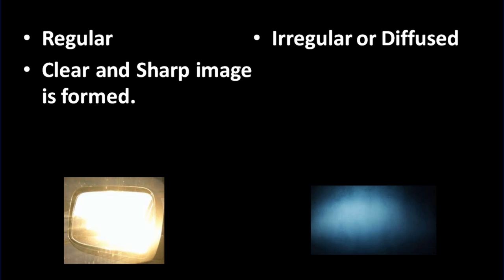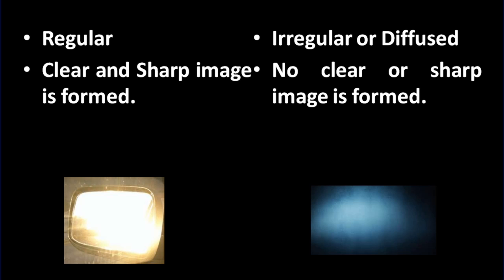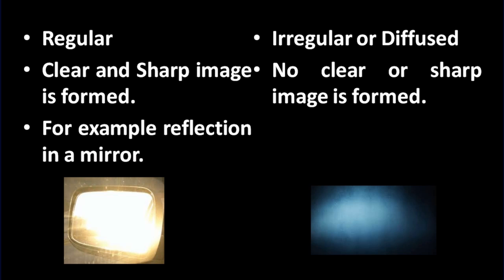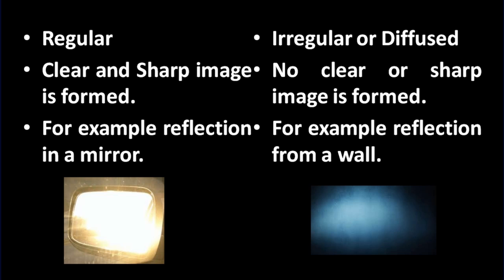As a result, in regular reflection, we get a clear and sharp image, whereas in irregular or diffused reflection, no clear or sharp image is formed. For example, regular reflection in case of a mirror, while the reflection that takes place from a wall is an irregular or diffused reflection.